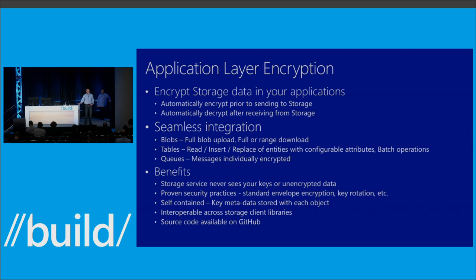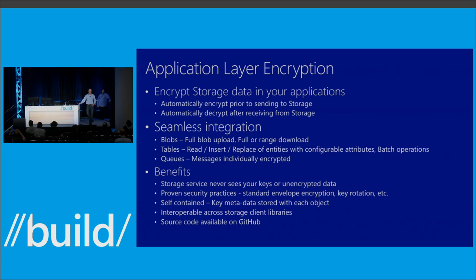So this week we've released an extension to our .NET library that allows the library to automatically encrypt your data before sending it to storage, and then when you retrieve data, automatically decrypt it. It integrates seamlessly into our current SDK. For blobs, with your existing APIs, you just have to add about 3 lines of code. For blobs, we support full blob uploads, full blob downloads, and range get operations on retrieval as well.